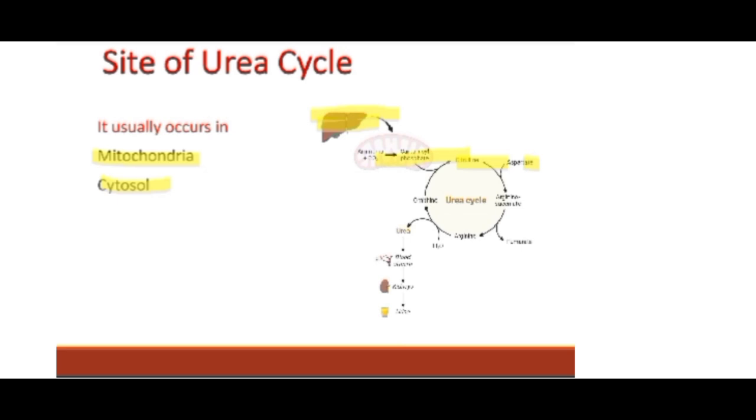And you can see in this diagram, after the formation of urea, it gets into the bloodstream and then it passes through the tubules of the nephron in the kidney, and the excess amount of urea gets excreted from the body in the form of urine.